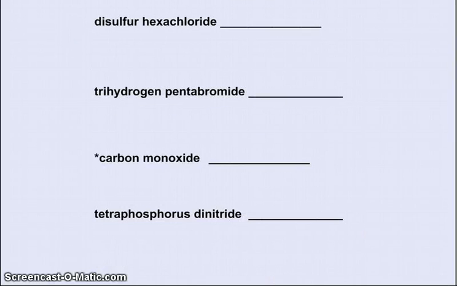So for example, disulfur hexachloride. Looking at my list of the prefixes, di is 2 and hexa is 6. So disulfur hexachloride is 2 sulfurs and 6 chlorines, both nonmetals. Trihydrogen pentabromide. All right, tri is our prefix for 3, penta is 5. And so I have trihydrogen pentabromide.